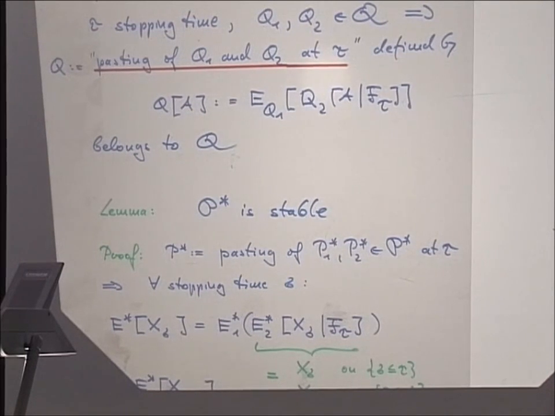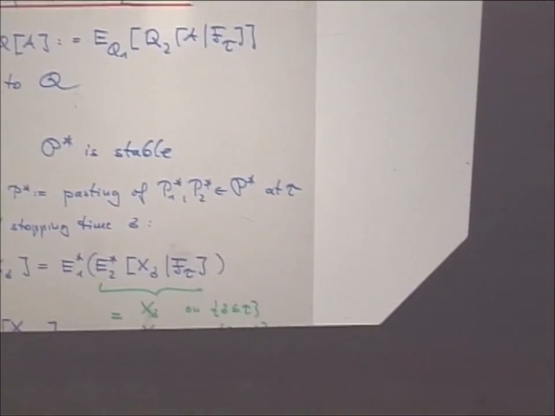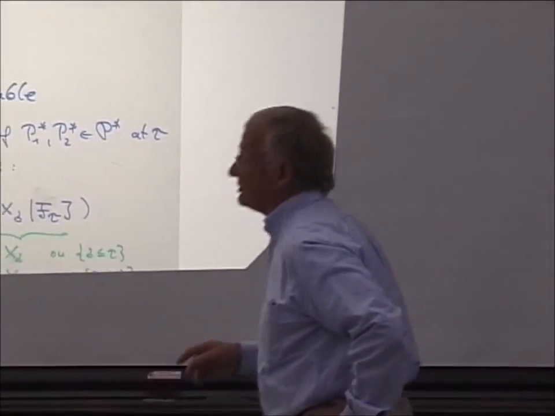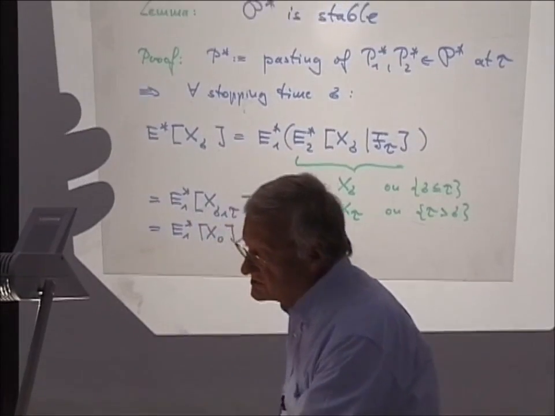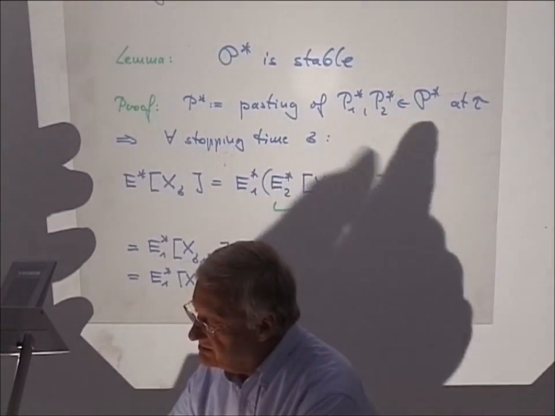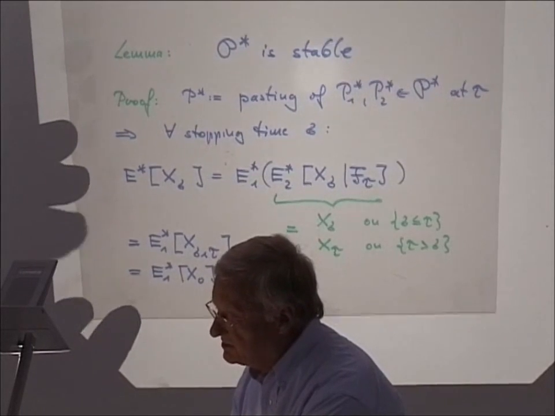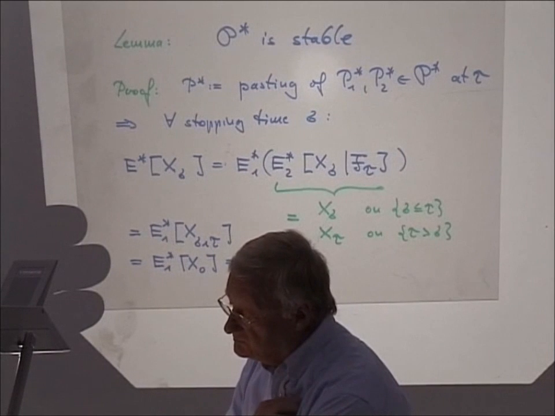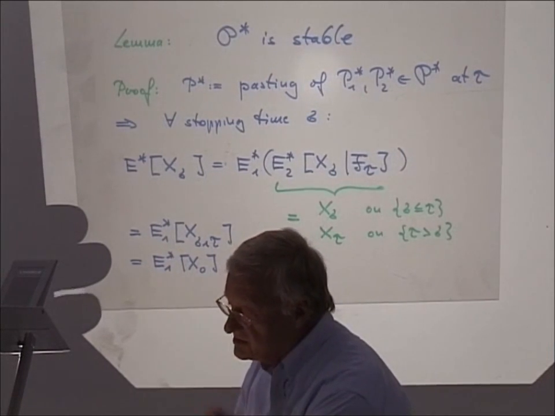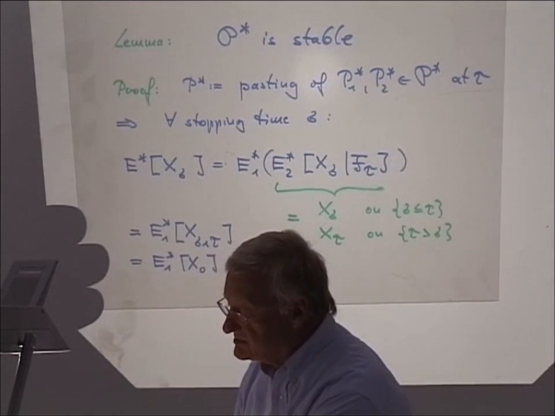Stability by definition means that if you do that construction, you get again a model in the class Q. And the class of martingale measures is stable in that sense, very easy to see. If we take the pasting of two equivalent martingale measures at some stopping time, I claim this again is a martingale measure.